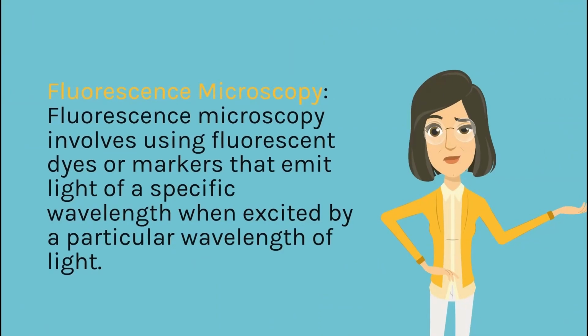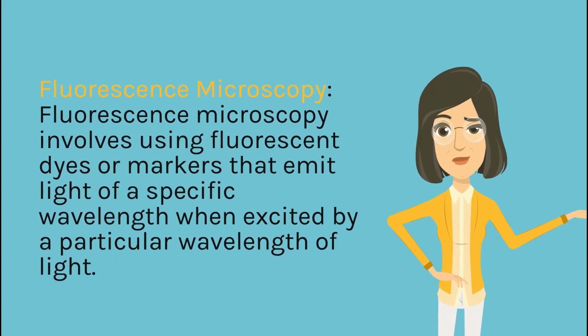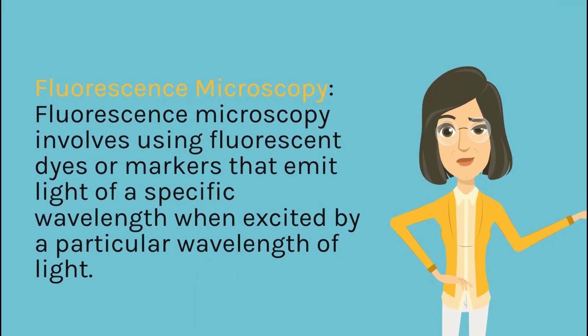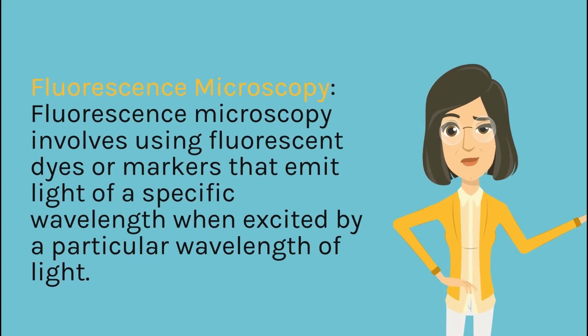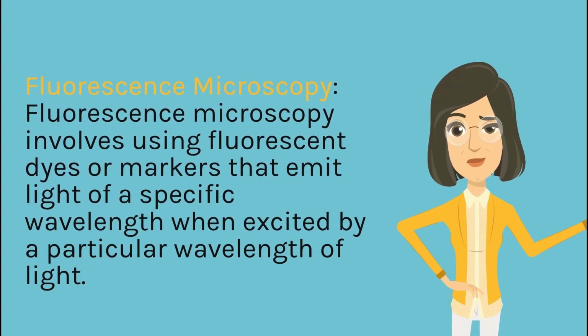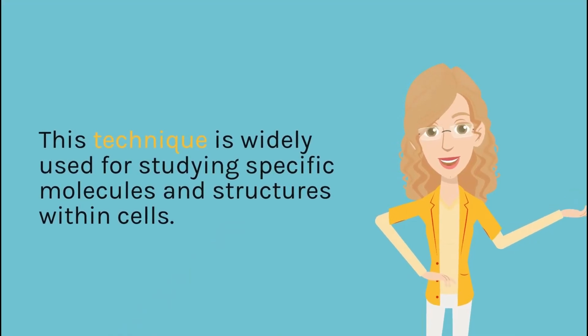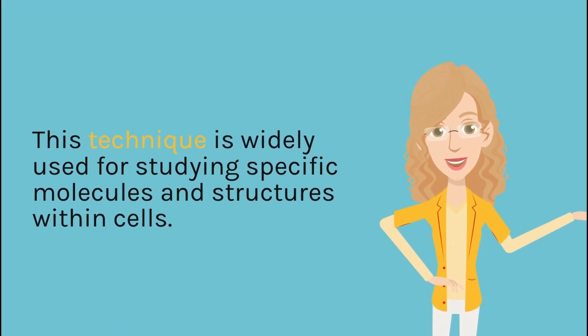Fluorescence microscopy. Fluorescence microscopy involves using fluorescent dyes or markers that emit light of a specific wavelength when excited by a particular wavelength of light. This technique is widely used for studying specific molecules and structures within cells.